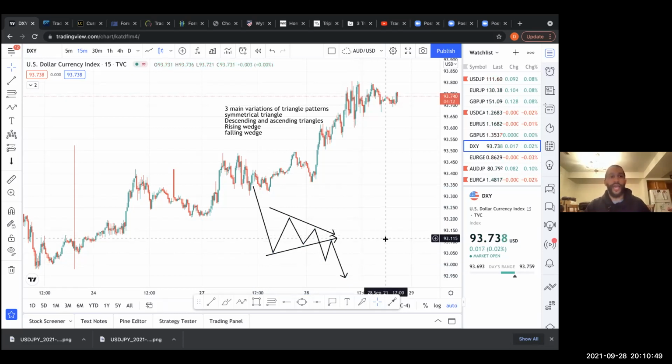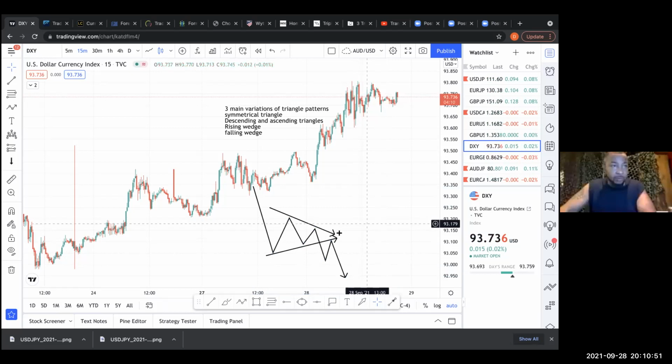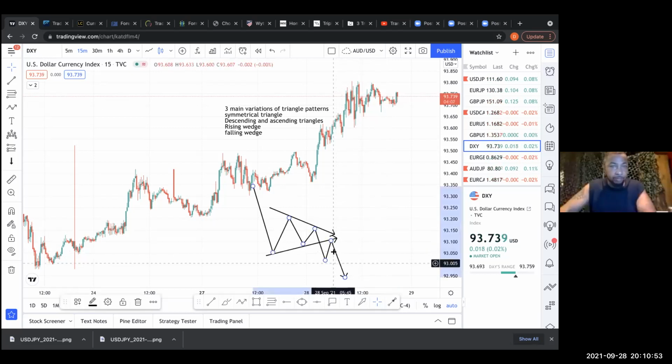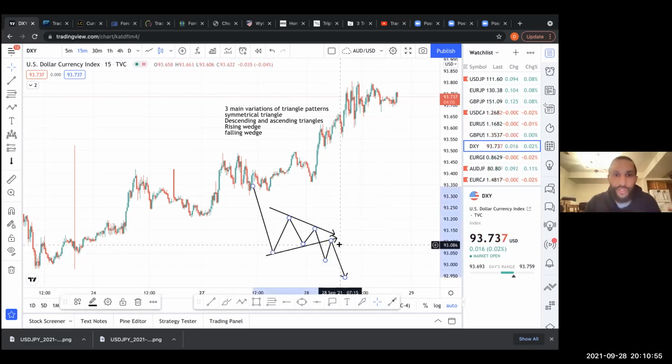You got anything else to add to that one, Vaughn? Oh man, that's good stuff on that one. You hit it. Okay, cool. So that's the symmetrical triangle right there. There's no clear direction. Check your trend first and look for continuation the way that the trend is going.